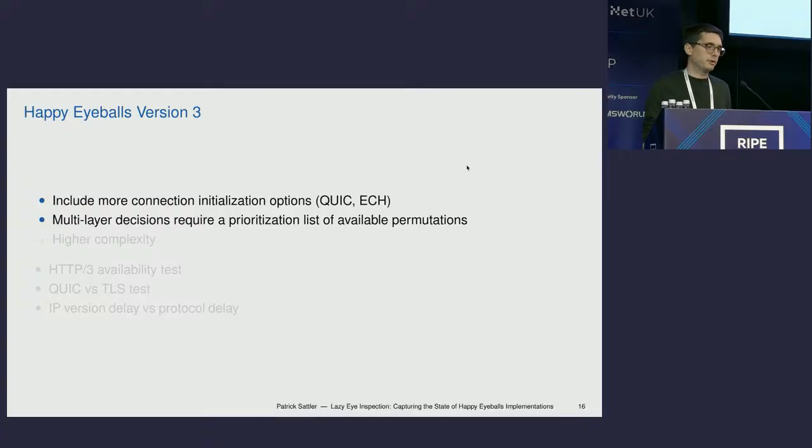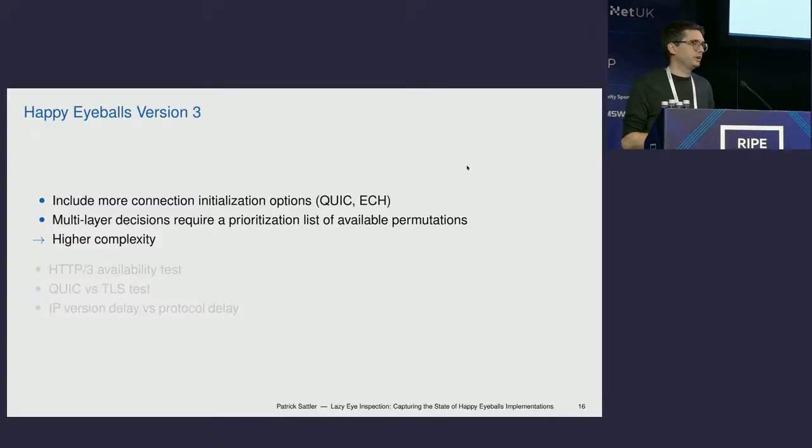Now, going over to Happy Eyeballs version 3, it now includes all these more complex options which I told you in the beginning, QUIC and ECH, for example. This means also that we have a multi-layer decision, so we require a prioritization list. You can choose between IPv4 and IPv6, but you can do QUIC on IPv4 and IPv6. So you have a matrix of options, and you need to prioritize these. That means a higher complexity.